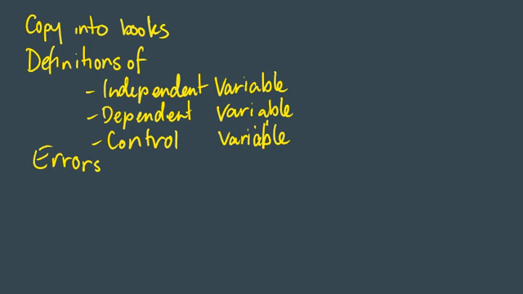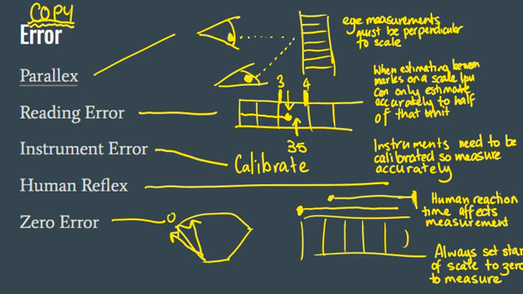Now you have to go back into the video and copy out the following definitions. The definitions for independent, dependent and controlled variables, and this page here which shows us all the different types of errors and their definitions.